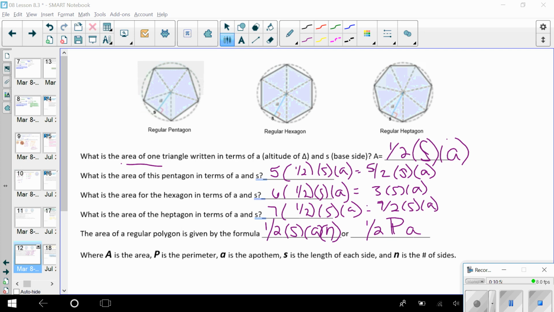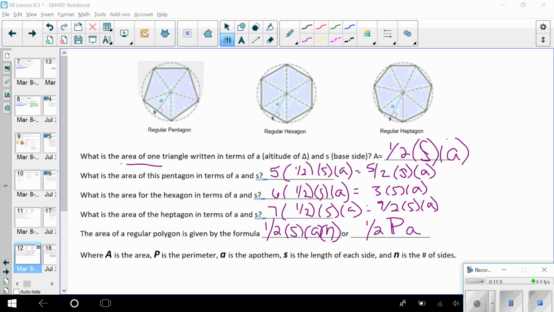So the area of the triangle, written in terms of A as an altitude, where A is the altitude and S is the base, the area of one triangle is 1/2 times the side times A, which is the altitude. So if the area of one of those triangles is 1/2 side times the altitude, then in a pentagon, since there are 5 triangles, it's 5 times 1/2 times the side times the altitude, or 5/2 times the side times the altitude. And so you'll repeat the same steps with a 6-sided and a 7-sided figure.